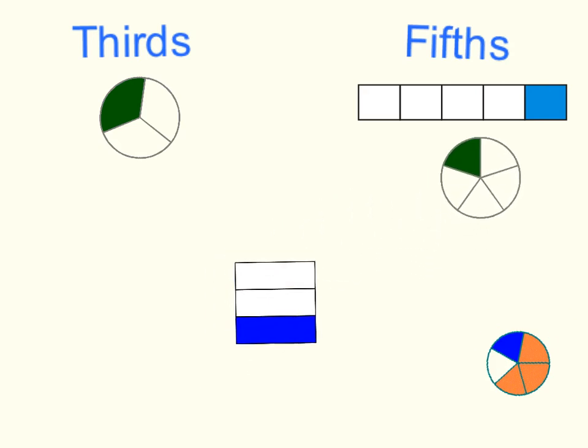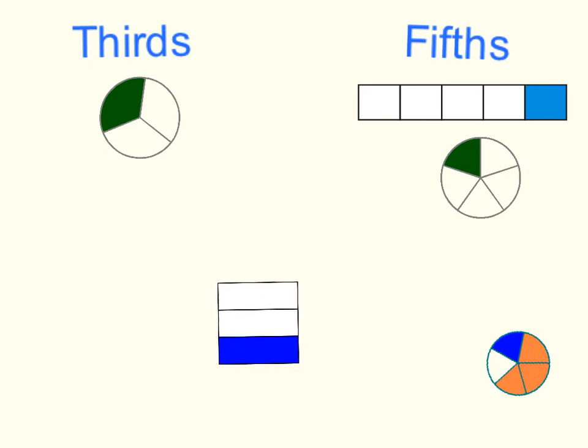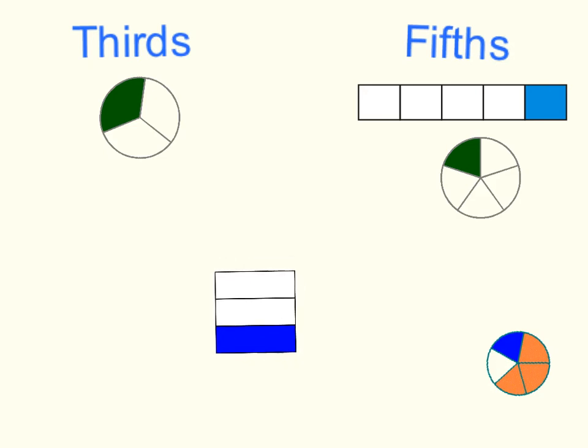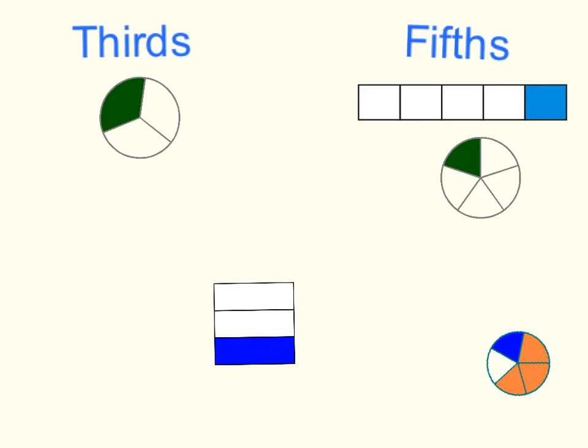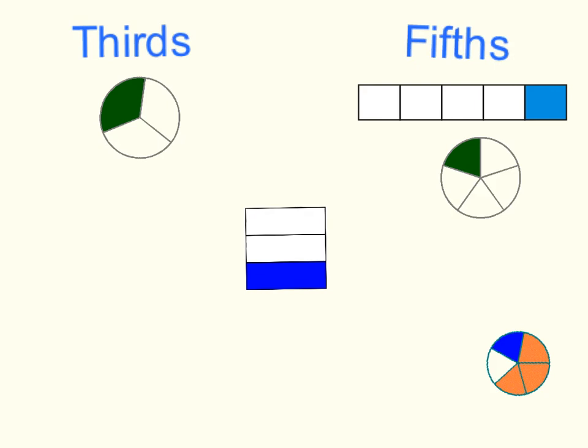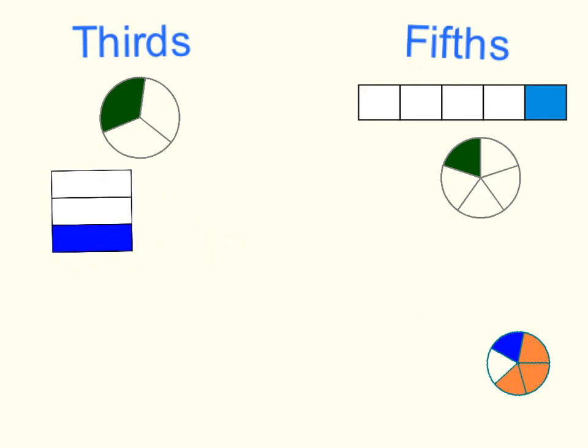This one here, this square or rectangle, has been cut into 1, 2, 3 equal parts. So which way will I go? Thirds, fifths? It is thirds. And this last shape here, 1, 2, 3, 4, 5. 5 equal triangles it has been divided into. 5 equal parts. Now, last one. Is it thirds or fifths?